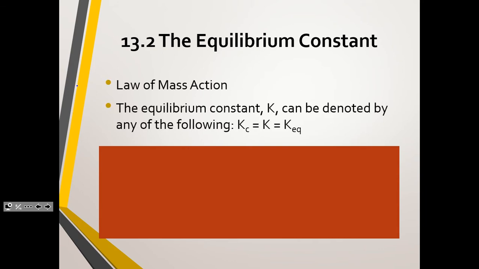13.2, we're going to talk about the equilibrium constant. And this is a capital K, not a lowercase k like rate. And we're going to look at the law of mass action. The equilibrium constant can be noted by several different terms. Capital K is normal. If you see a subscript C, that stands for the equilibrium constant. And then EQ would stand for equilibrium instead of C, constant.